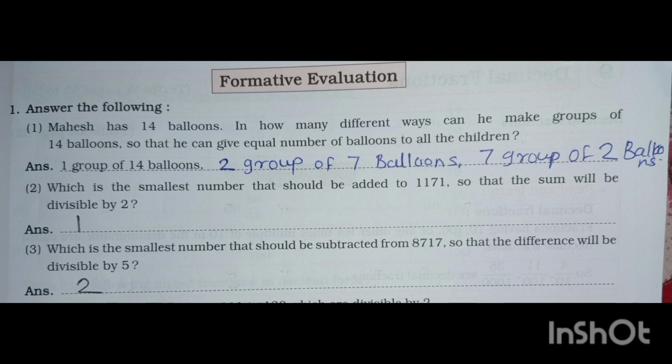Second, which is the smallest number that should be added to 1171 so that the sum will be divisible by 2. So answer is 1. Now third one, which is the smallest number that should be subtracted from 8717 so that the difference will be divisible by 5. The answer is 2.